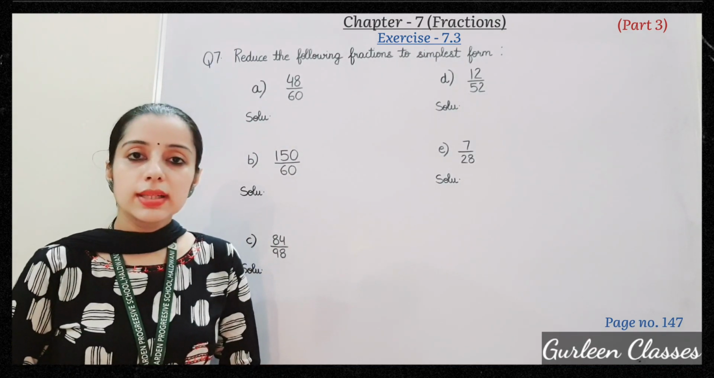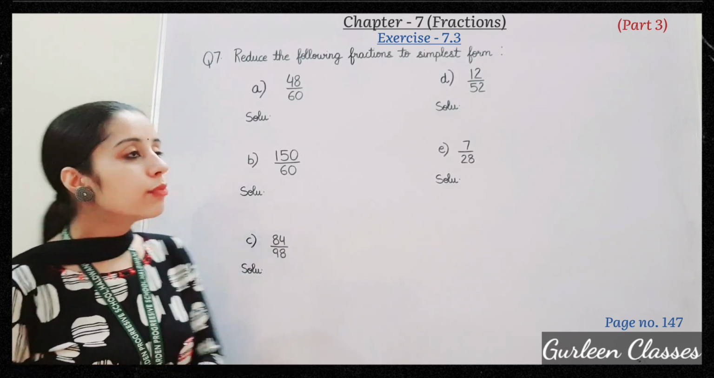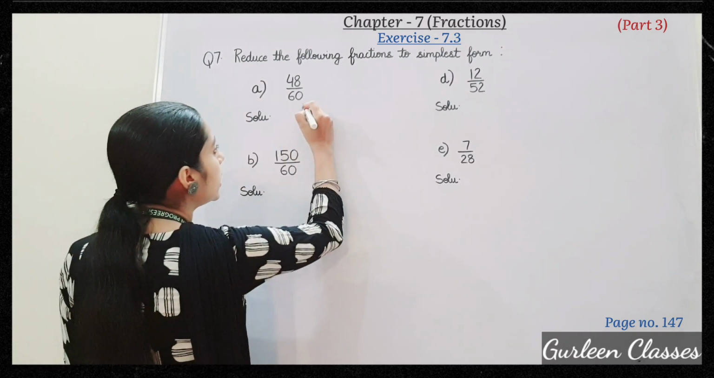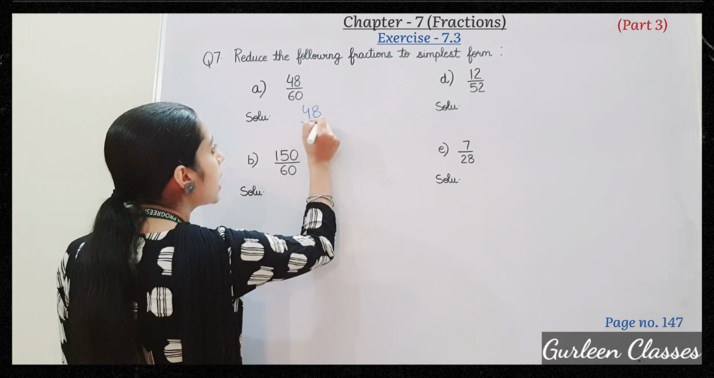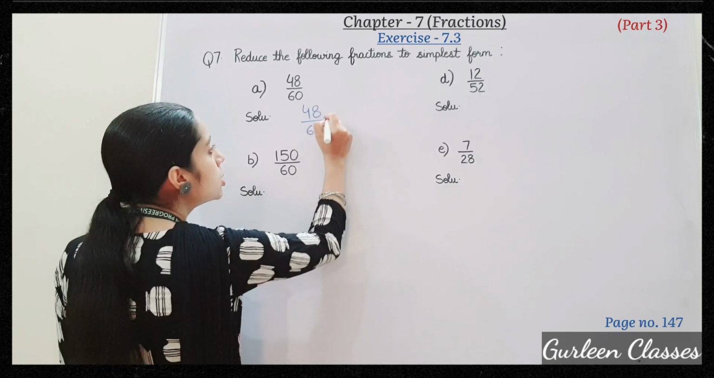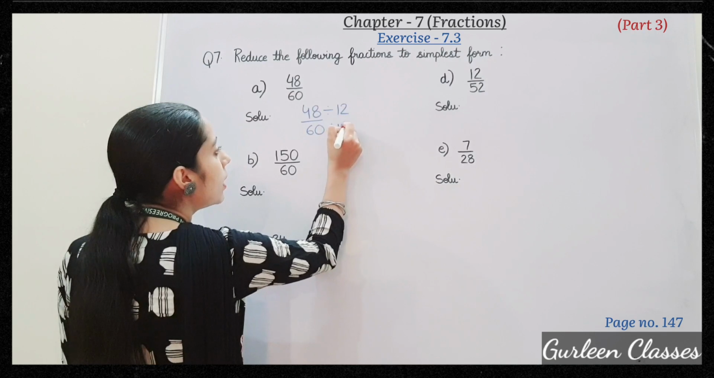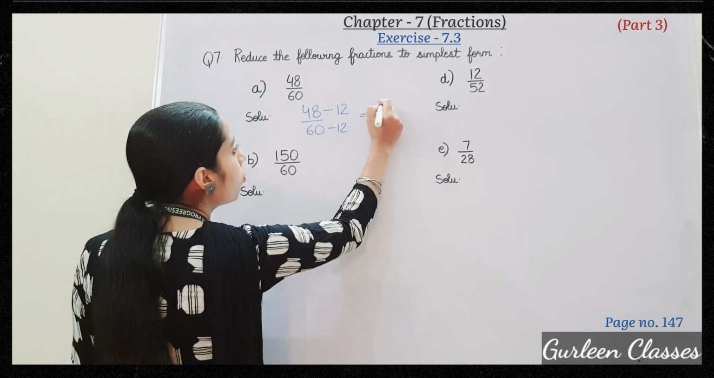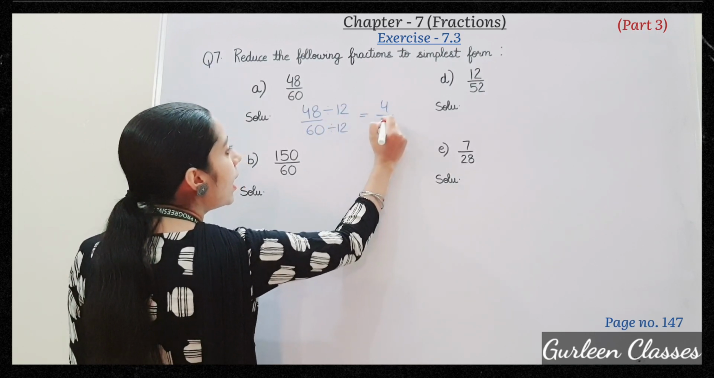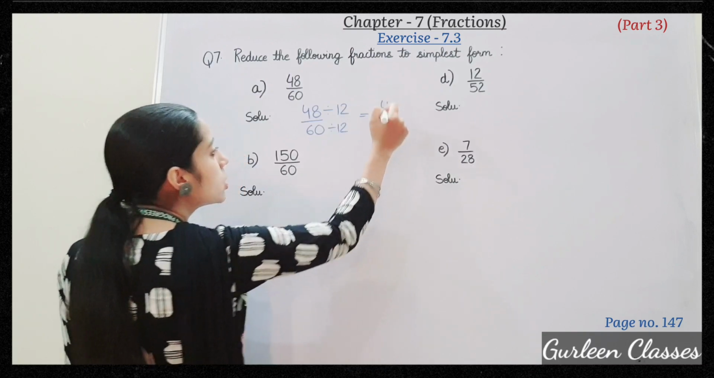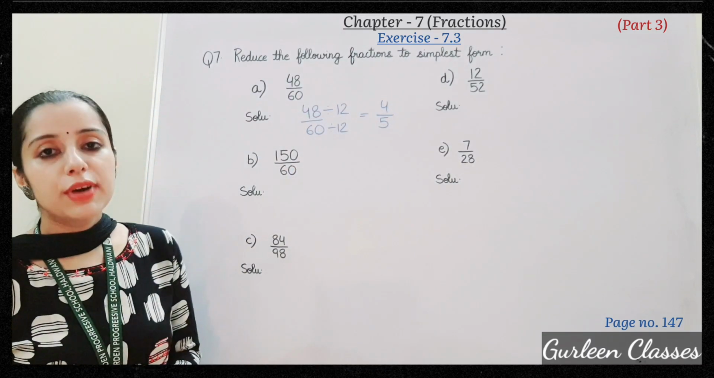You all know tables. Let us solve directly. 48 upon 60. Both the numbers come in the 12 table. So if you divide 48 by 12 and 60 by 12, 12 4s are 48, 12 5s are 60. So the lowest form is 4 upon 5.